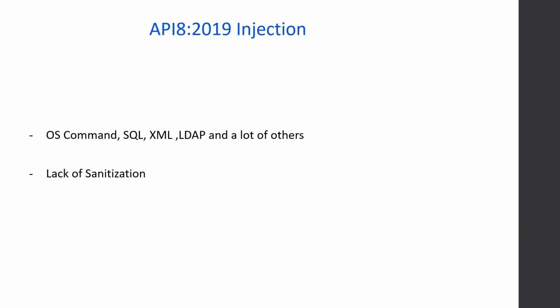API 8 is injection. Like I said, it can be a very broad category. It can be a single vulnerability. Injection itself is a vulnerability and a category as well. So it can be OS command injection in the API, SQL injection in APIs, XML injection in APIs, LDAP injection, XXE. I think XXE is a different category. So all sorts of injection, and it happens because of lack of sanitization and protection mechanisms being in place.